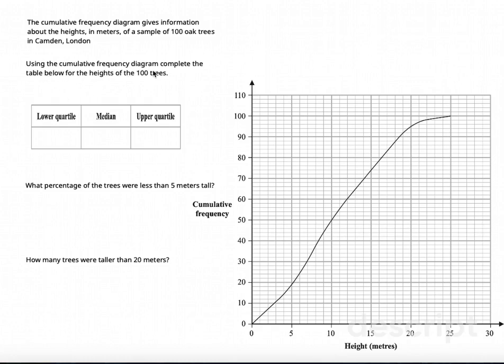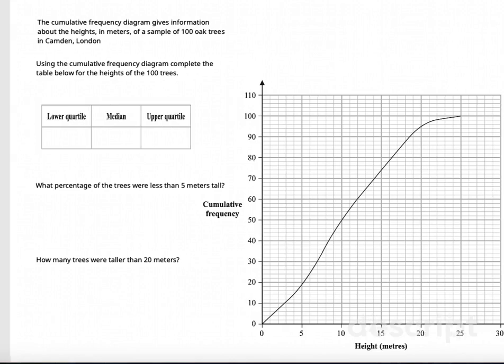Using the cumulative frequency diagram, complete the table below for the heights of the 100 trees. So we're asked to find the lower quartile, the median and the upper quartile. Do remember that these values correspond to the first 25% of our data. In this case, that would be the first 25 trees, but I'll label it as 25%. The median is 50% of the data, and the upper quartile is 75% of our data. So let's look at the median first.